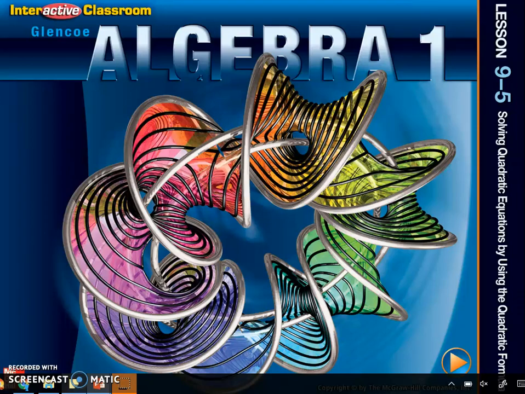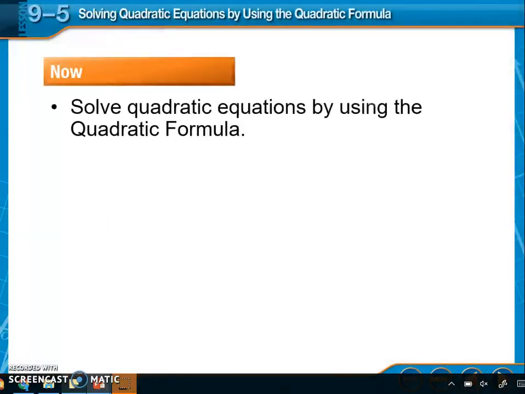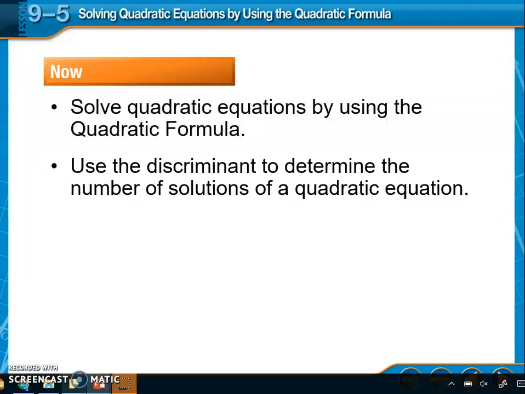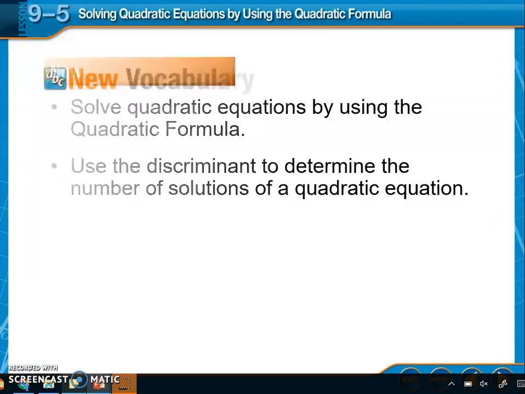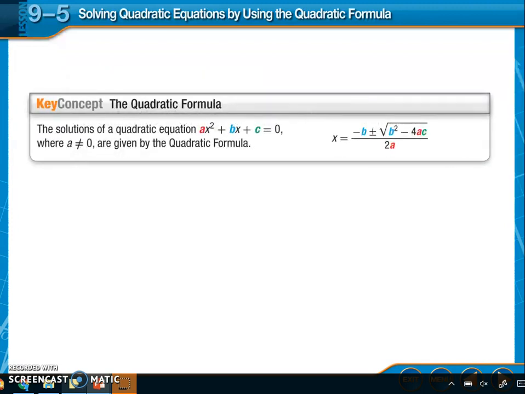Lesson 9.5, Solving Quadratic Equations by Using the Quadratic Formula. In this video, you will learn to solve quadratic equations by using the quadratic formula and use the discriminant to determine the number of solutions of a quadratic equation. So, quadratic formula and discriminant are your vocabulary.